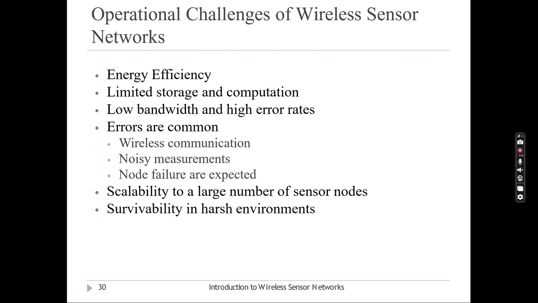The third one is operational challenges of wireless sensor networks. So these are the operational characteristics, the challenges when you design a new system for some other purposes using wireless sensor networks. These are all the things you should bear in mind. First one is energy efficiency. It should be energy efficient. This is the simplest thing.